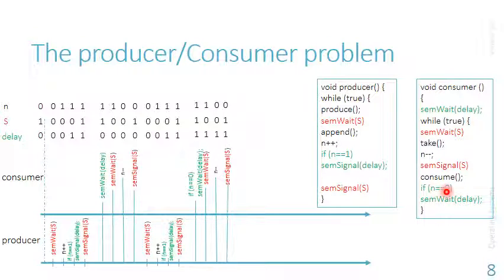If n is equal to 0, well, let's check this out. N is equal to 1. Nope. So I'm not going to wait on the delay, so I will continue from here. It's an infinite loop. So some wait is trying to take the semaphore s. S is available, so I'll be able to take it. Good for me. I'll take the element, decrement n here, so n went from 1 to 0.